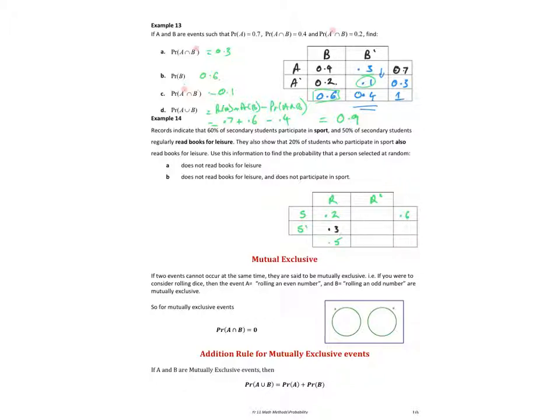0.2 plus 0.3 is 0.5. 0.2 plus 0.4 is 0.6. 0.5 plus 0.5 is 1. 0.6 plus 0.4 is 1. So that must be 0.1 there to satisfy both of them.